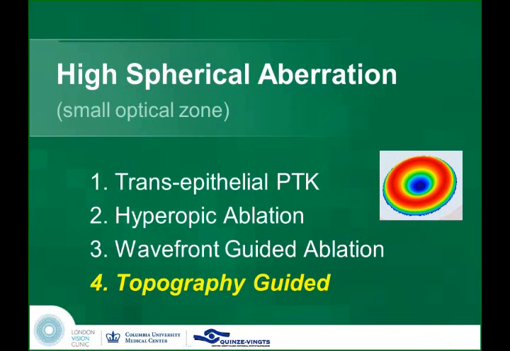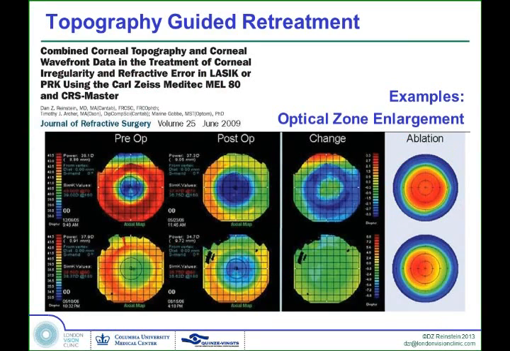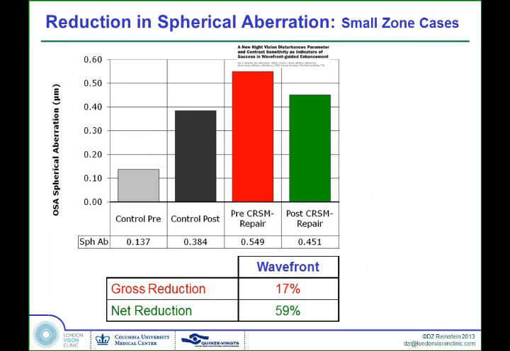This is an example of zone enlargement, of course, in trying to optimize your spherical aberration. One of the best ways to do it is just to simply enlarge your optical zone. And you can see the pre to post significant enlargements in these myopic patients. Looking more specifically, and again, this is a study done by Dan a few years ago, where he compared wavefront to topography.